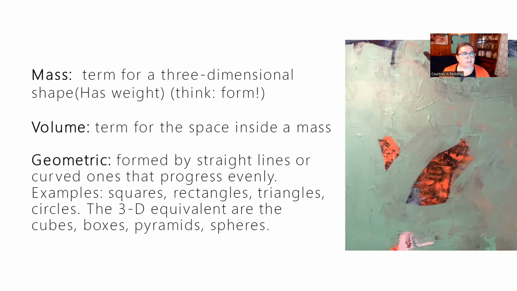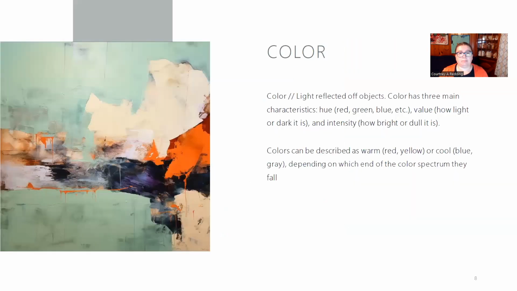And then again, geometric. This is formed by straight lines or curved ones that progress evenly. These are our circles, squares, triangles. And then the 3D equivalent is the cubes, boxes, pyramids, and spheres. So you can just insert one for the other, whether it has dimension or not.